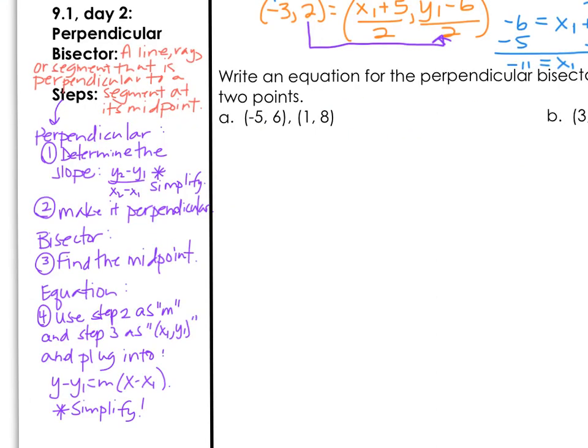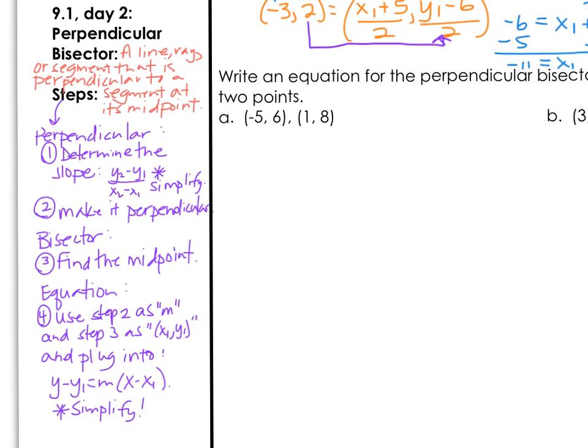The second part of 9.1 is finding the equation of a perpendicular bisector. A perpendicular bisector is a line, ray, or segment that is perpendicular to another segment at its midpoint. Now, the perpendicular bisector is the equation of that line, ray, or segment. We have steps to find this out. For the perpendicular part, you're going to take your two ordered pairs and find the slope first. Remember, the slope formula back from chapter 2 is y2 minus y1 divided by x2 minus x1. Be sure to simplify.